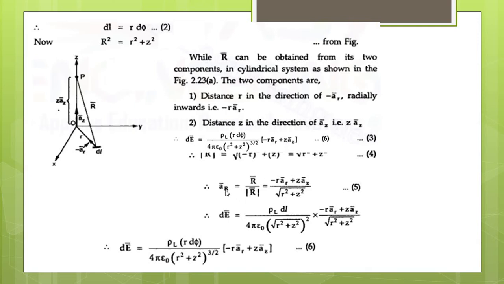Now write the equation for aR, which is equal to R by magnitude of R. So this is (minus r ar plus z az) by square root of r square plus z square. So we can write the differential electric field intensity dE is equal to rho L dl by 4 pi epsilon naught (square root of r square plus z square) whole square. Now this is the equation for aR. So we can combine both of these two terms in the denominator and write (r square plus z square) whole power 3 by 2. We have the same thing in the numerator.